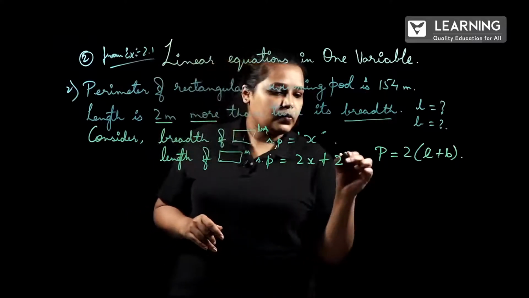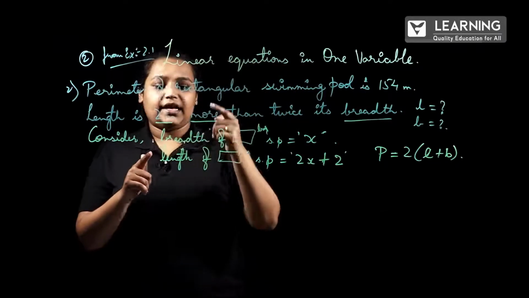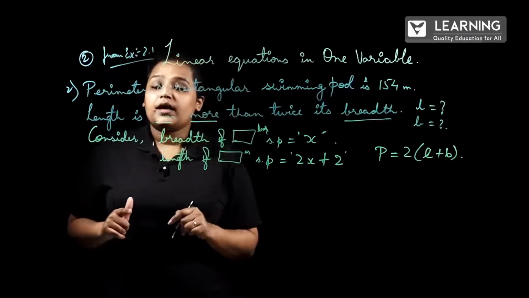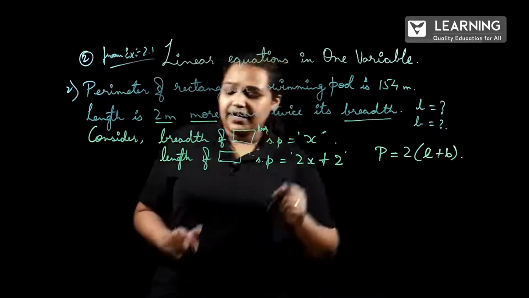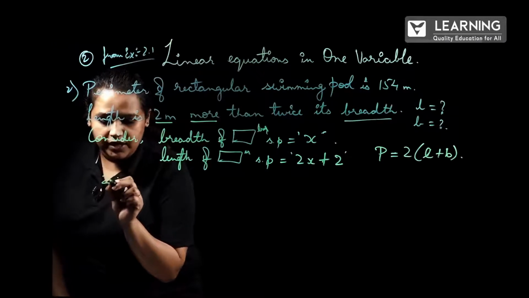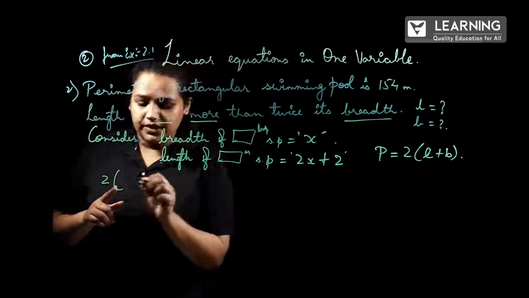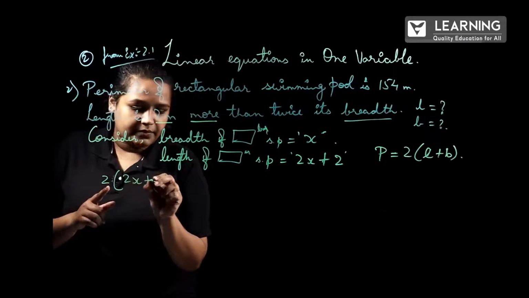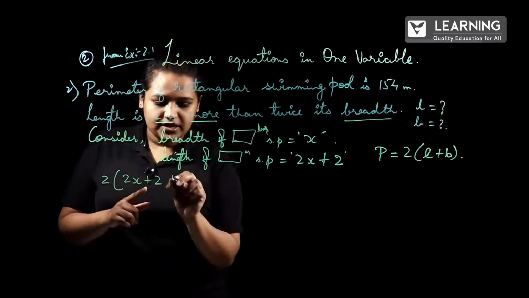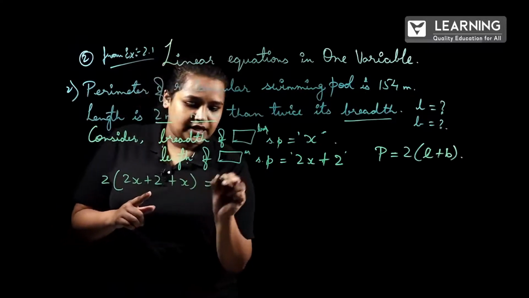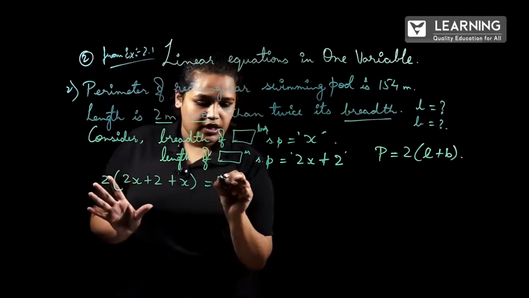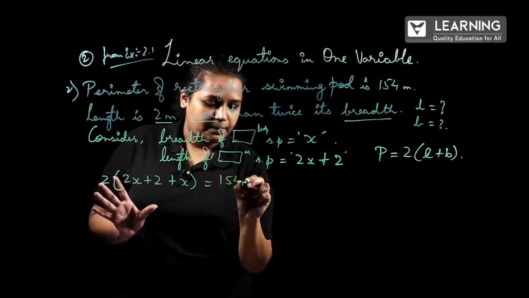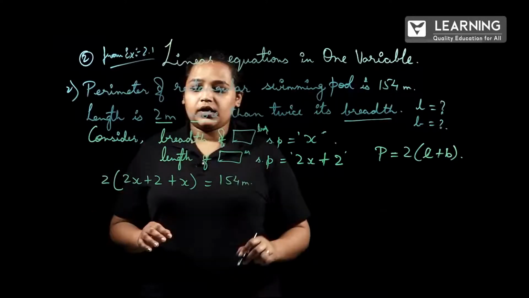Now we have both length and breadth. The perimeter, as I said, is equal to 2 into (length plus breadth). So here it will be 2 into (2x plus 2, which is the length, plus x, which is the breadth), is equal to the perimeter, which is 154 meters.